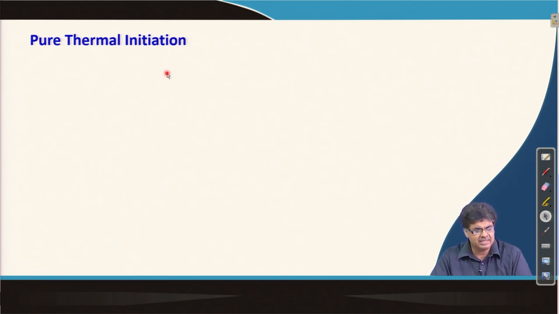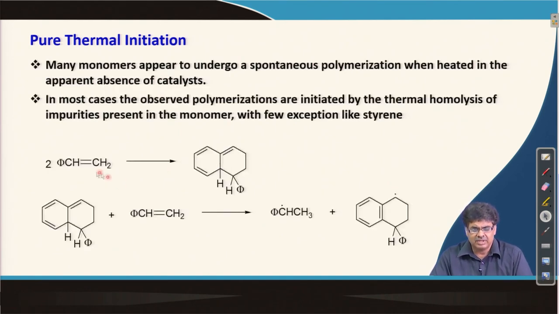There are a few exceptions like styrene, where two styrene molecules dimerize by a Diels-Alder way to get this, and then a hydrogen atom transfer happens between the dimer and a styrene monomer to produce these two radicals, which start polymerization and form polystyrene. So, if we want to store styrene, it is very difficult unless we keep it at low temperature and in the dark. So, most styrene bottles come with a little bit of stabilizer. We will talk about stabilizers in the next lecture. So with this I will stop.